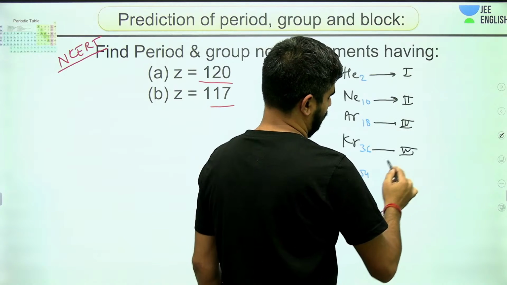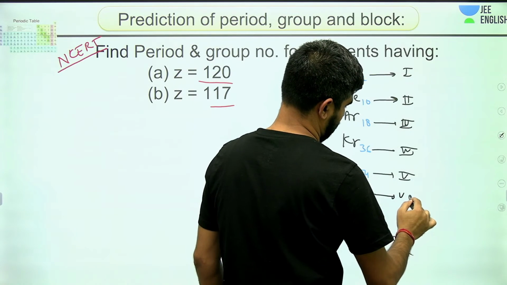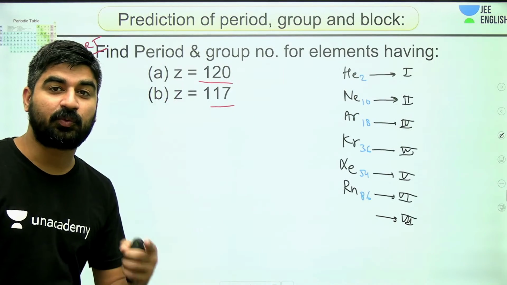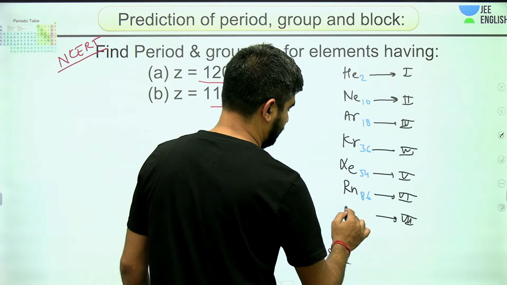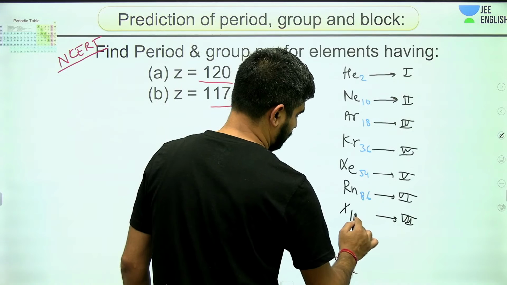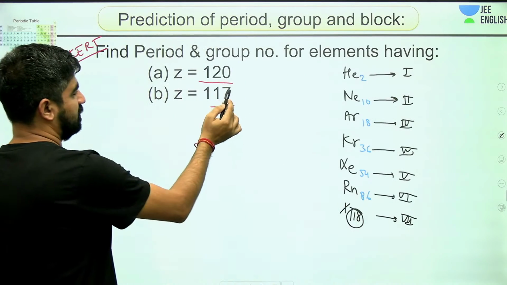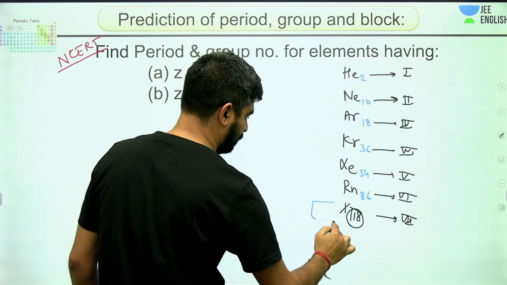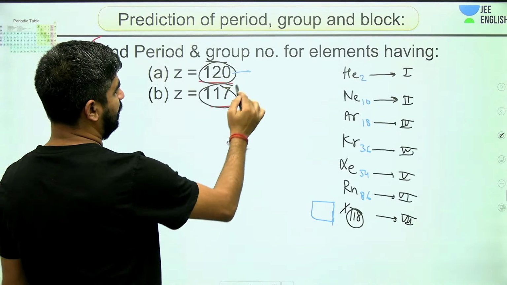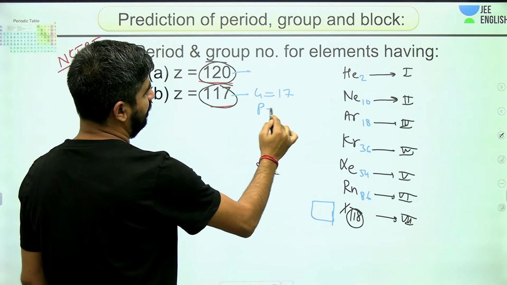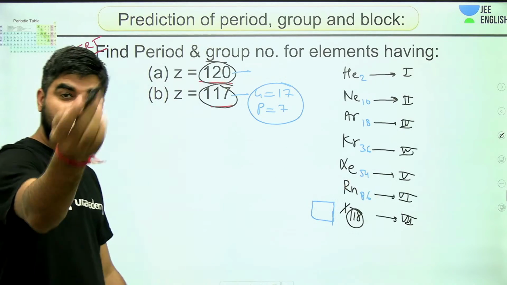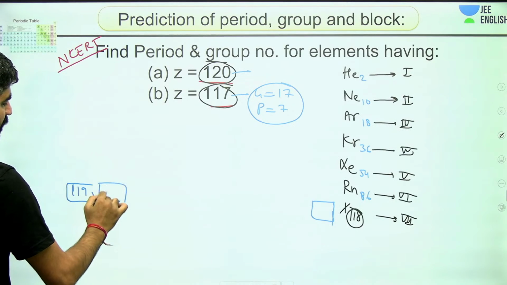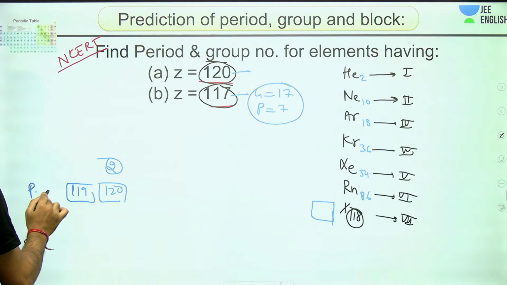third, fourth, fifth, sixth. So in the seventh period, you know that there would be 32 elements. So the next element will be 118, right? So it is asking for 117 and 120. So 117 will be here only. So its group number will be 17 and period number will be 7. And 120 will move to the next. So after this 120 will be here, 119 and then 120. So its group number will be 2 and period will be 8th.